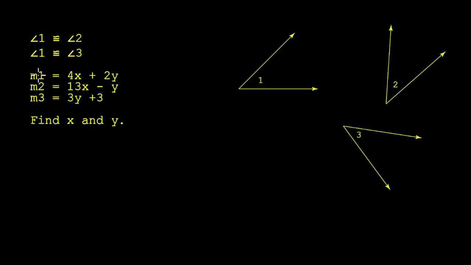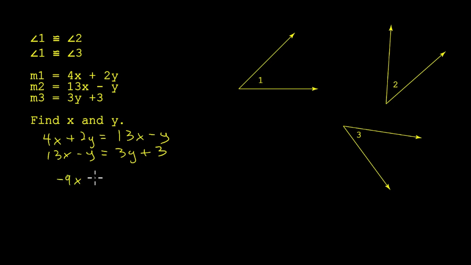We're going to set the measure of angle 1 equal to the measure of angle 2, and then the measure of angle 2 equal to the measure of angle 3. So then 4x plus 2y equals 13x minus y, and then 13x minus y equals 3y plus 3. So bringing all the variables over to the left and all the constants over to the right, we have negative 9x plus 3y equals 0. And then we have 13x minus 4y equals 3.